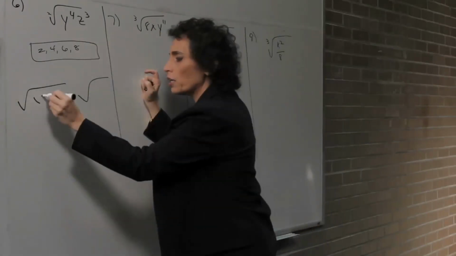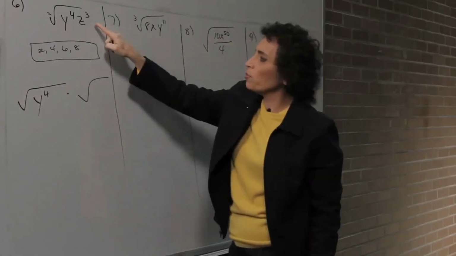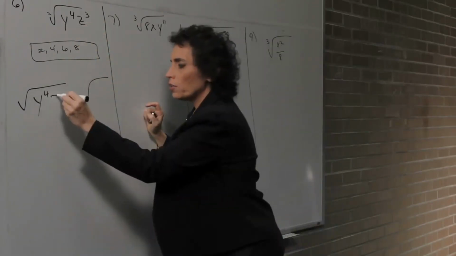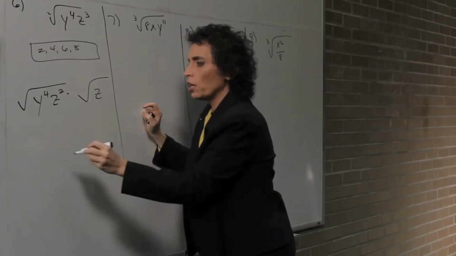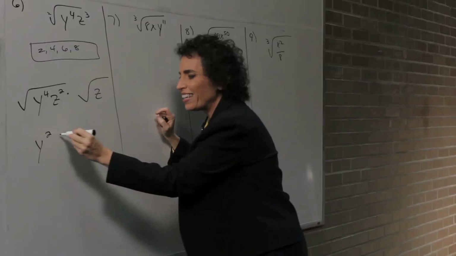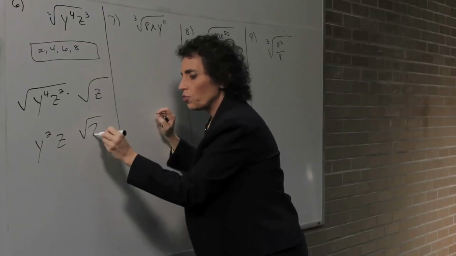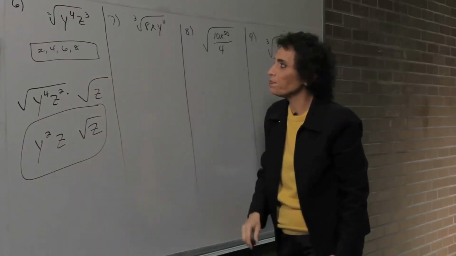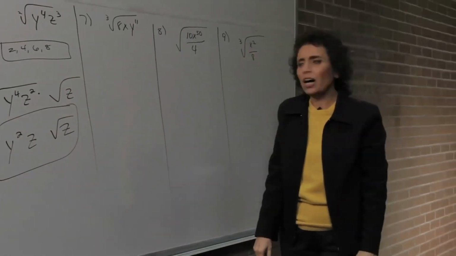Leave it alone. Z cubed, the closest exponent to 3 without going over would be z squared. Z squared times z. The square root of y to the 4th is y squared. Square root of z squared is z. Square root of z. So we are done. Okay? Awesome.